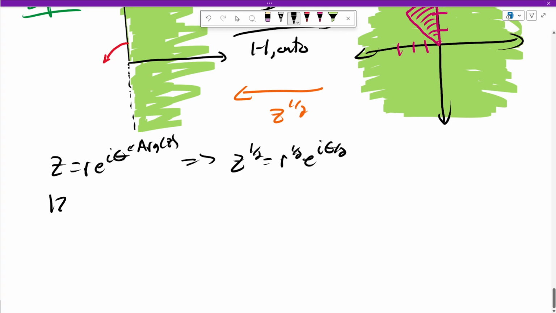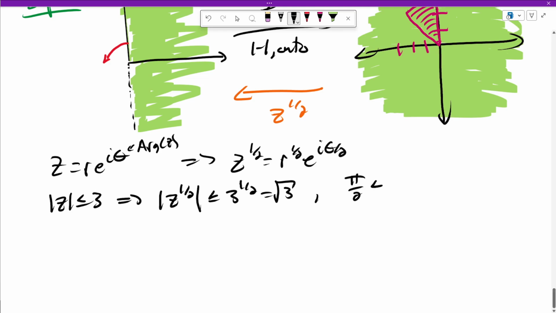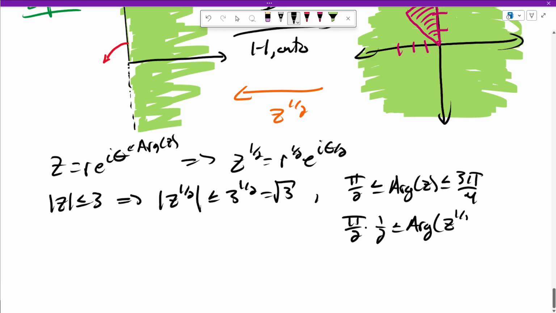So we'll do some algebra, then we'll scroll up and see what happens. If the modulus of z is less than or equal to 3, then this is going to tell us that the modulus of z to the 1/2 is less than or equal to 3 to the 1/2, which is the square root of 3. And if our argument is between 90 degrees and 3 pi over 4, 135 degrees, then if we halve either side, that'll be the argument of z to the 1/2.